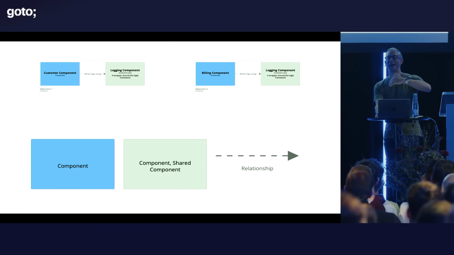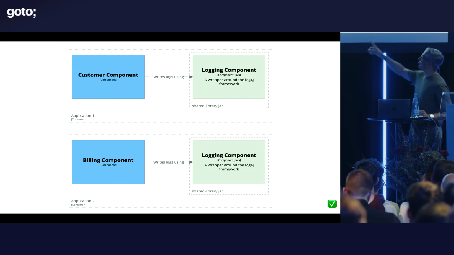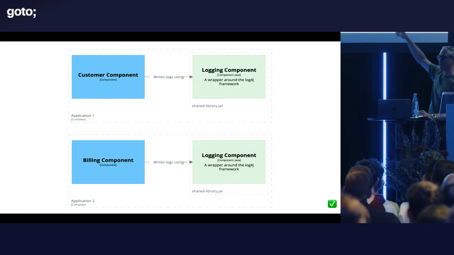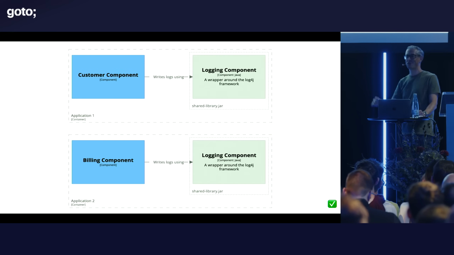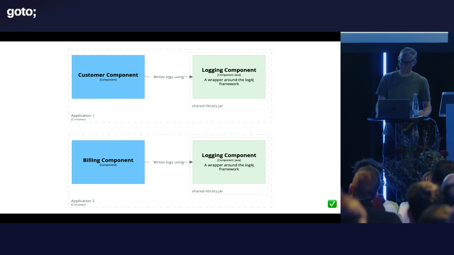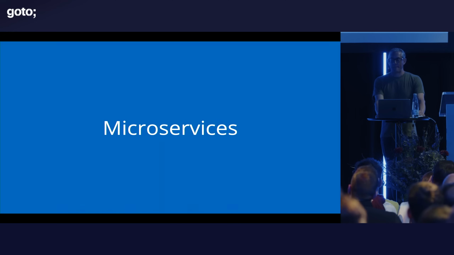If you want to add some of the other techniques I've already talked about in terms of organizational structures, we can now add a little bounding box around that logging component to say, hey, this is coming from a shared library, shared library.jar file. So again, we're kind of mixing and matching some of these concepts here.